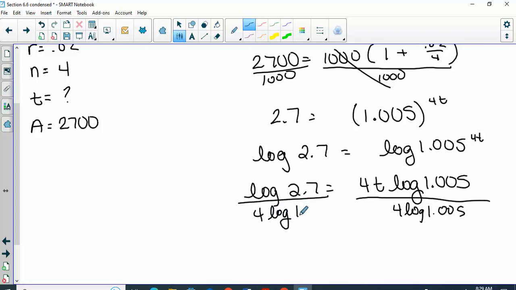When you put this in your calculator, either do the fraction form or make sure you put a second set of parentheses around the entire denominator.